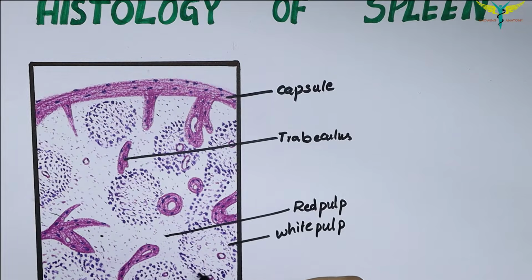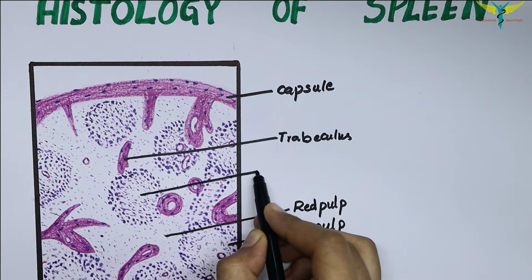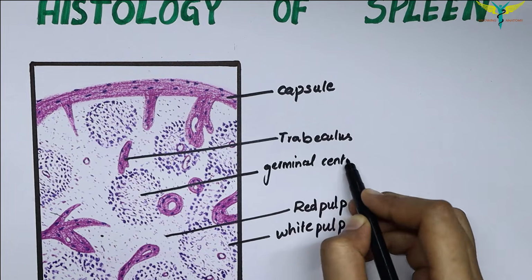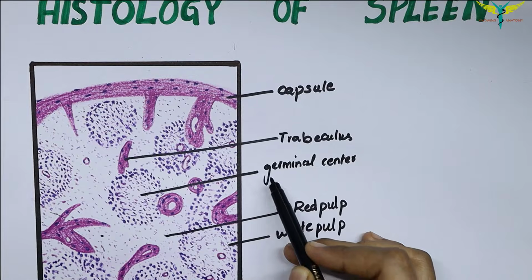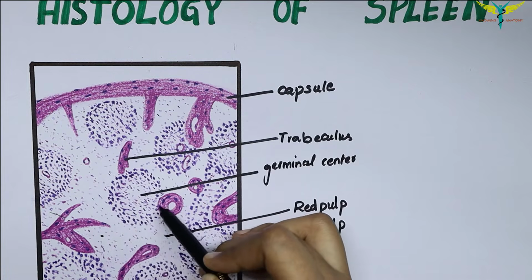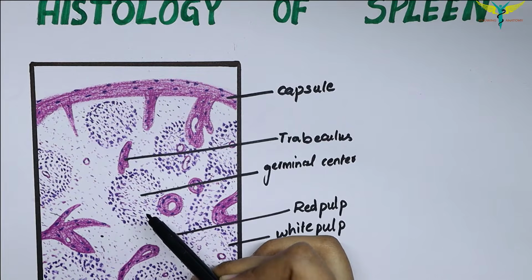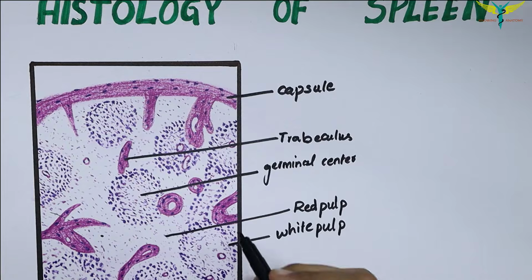So this white pulp or the lymphatic aggregations have the germinal centers. So this is the germinal center. So these germinal centers are surrounded by the rings of lymphocytes or the densely packed lymphocytes. So these aggregations are the lymph nodules, and it has an arteriole.